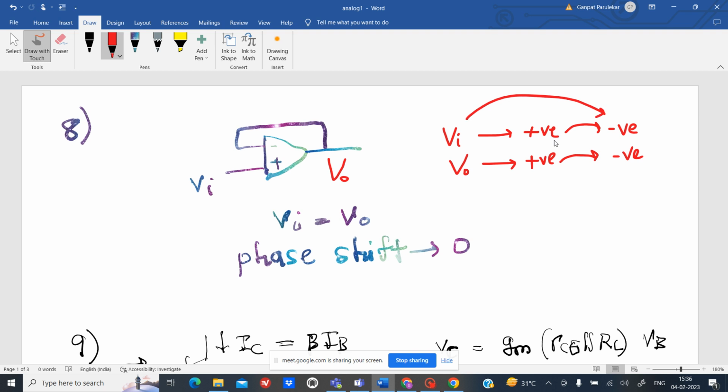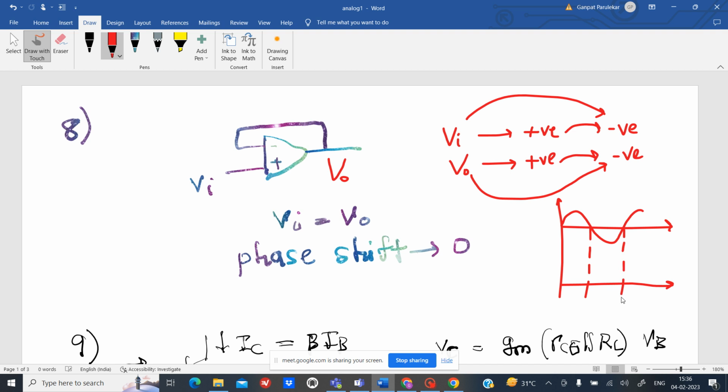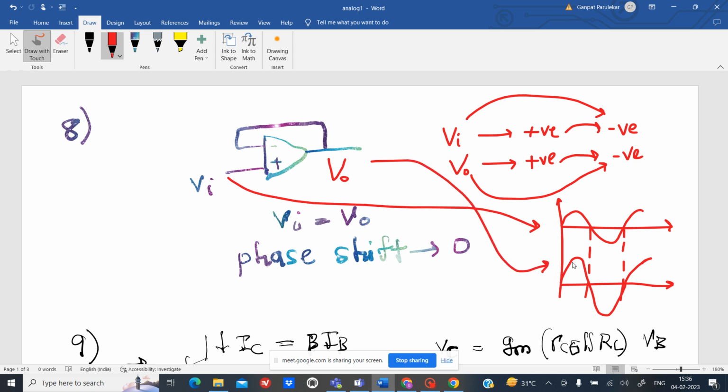So both the Vi and V naught have the same polarity. Okay. So graphically, you can see this. Let's say my Vi is sinusoidal like this. When I have a positive polarity, the output will also have the same phase. There will be no phase angle between the input and output. So if Vi looks like this, then V naught will be like this, and the amplitude of V naught depends on the gain factor. So that means there is zero phase shift between the input and output.